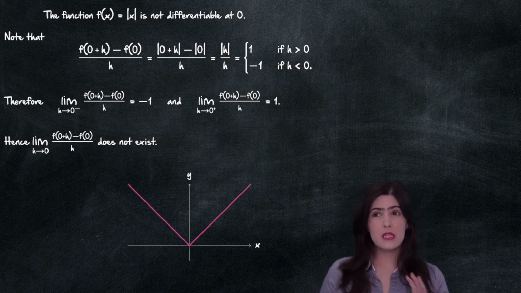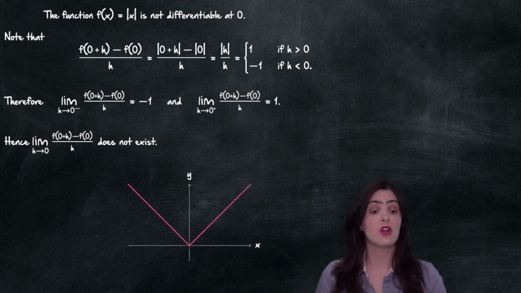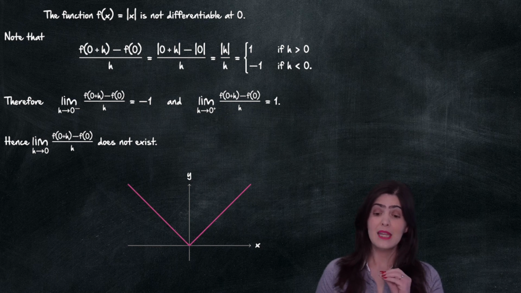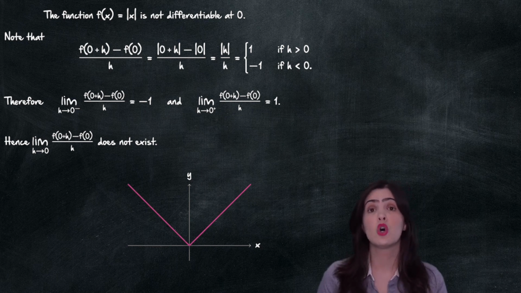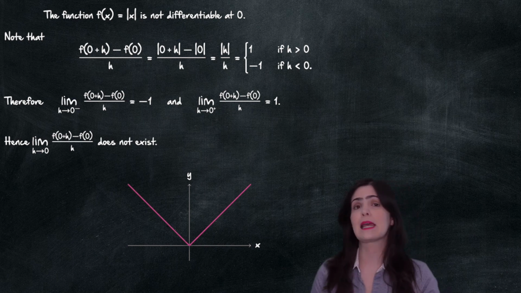So whenever we see in the graph of a function a corner, like the one we see here in the absolute value function, that will force our function to not be differentiable, because the left and the right hand side limits are going to be different.